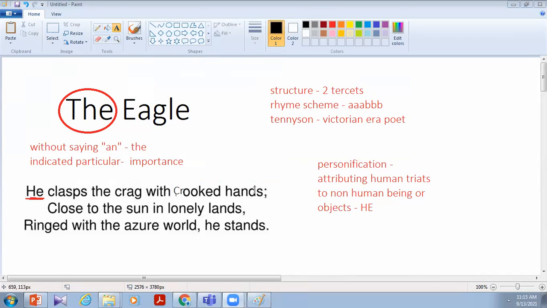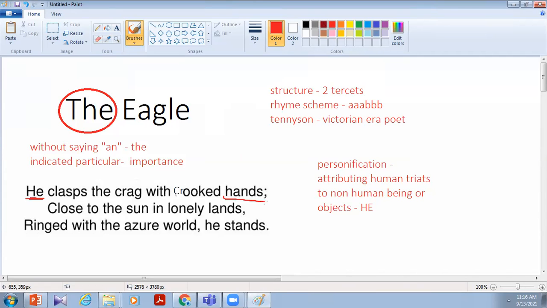So he clasped the crag with crooked hands. You can see personification here. A crag is a part of a rock surface, part of a mountain surface. He's clasping with crooked hands. Does a bird consist of hands? No, right? So here we can see personification. The bird's claws are being considered as hands. So you can see these are personifications.